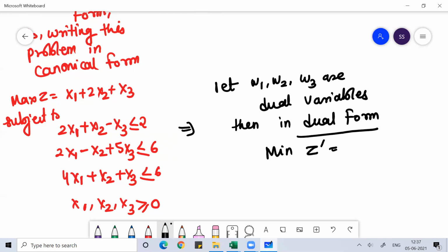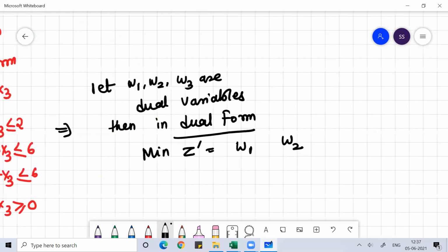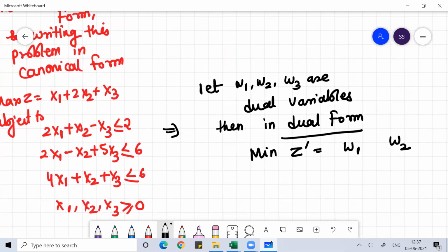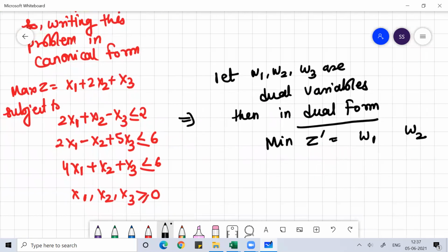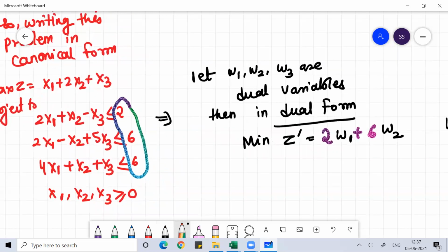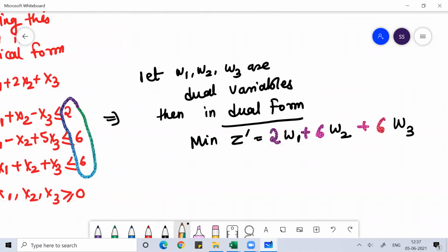So when you are writing them, you write W1, then you write W2, with some plus or minus sign, and some coefficient. So please remember that the RHS of the primal will become the coefficients of the objective function. Can you understand? 2W1 plus 6W2 plus 6W3 will be your objective function. Can you understand this, guys?